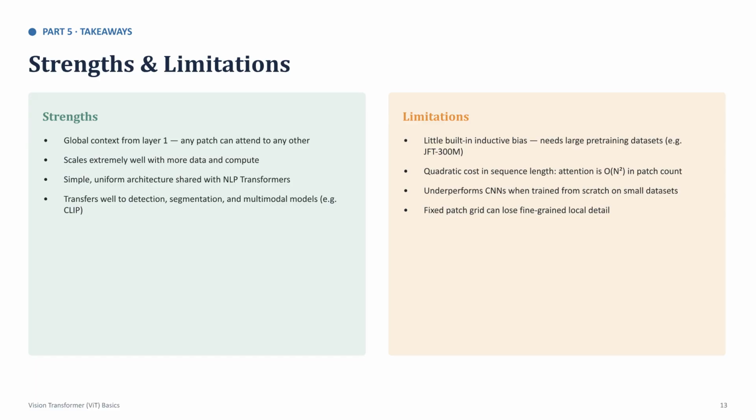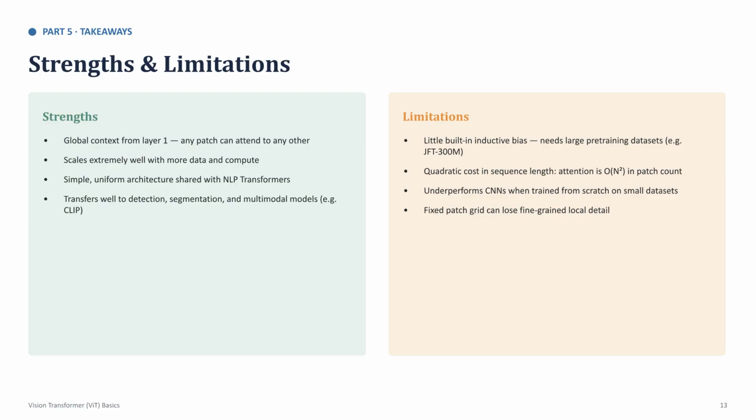So where does this actually pay off, and where does it struggle? On the strength side, ViT gets global context from the very first layer, since any patch can attend to any other patch immediately. It scales extremely well with more data and compute. It shares a simple, uniform architecture with NLP transformers, which means techniques and pre-trained backbones transfer easily. And it underlies a lot of today's multimodal models, like CLIP.